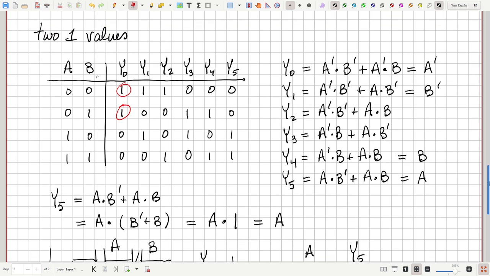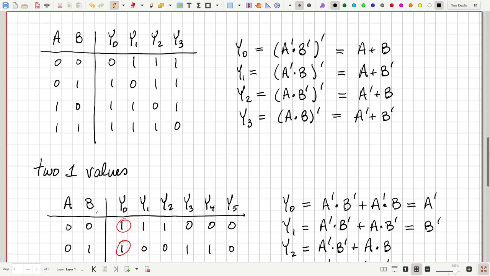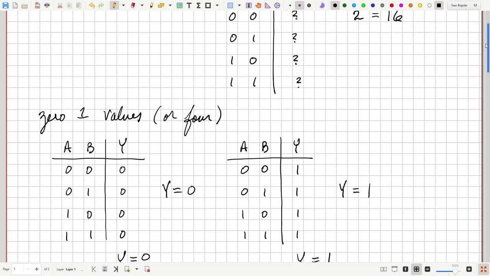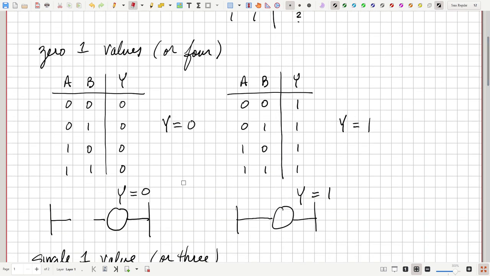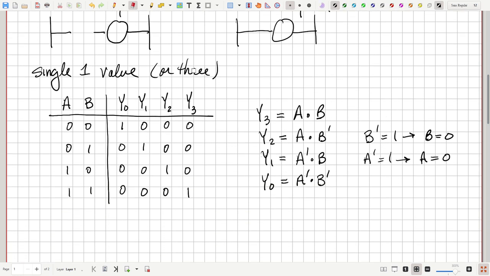So we see that there really are, as far as a two contact circuit that has only 2 1 values and 2 0 values, there are really only 2 non-trivial versions of that, these two right here. And 4 of these 6 really can be reduced down to a single contact circuit. So to summarize, if we have 0 1 values or 4 1 values, then we just get really a trivial circuit. Y is 0 or Y is 1, and the contacts have no effect on the coil. The coil is either unconnected or it's hardwired and always on, either always off or always on. If we have a single 1 value or 3, well, then we get these different AND operations.